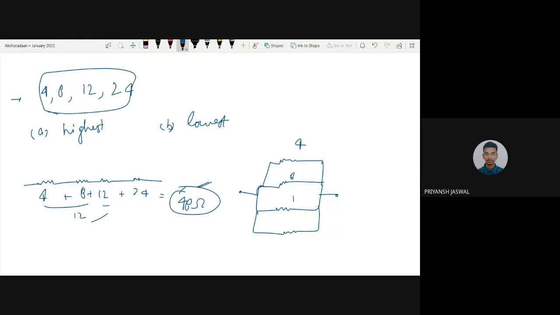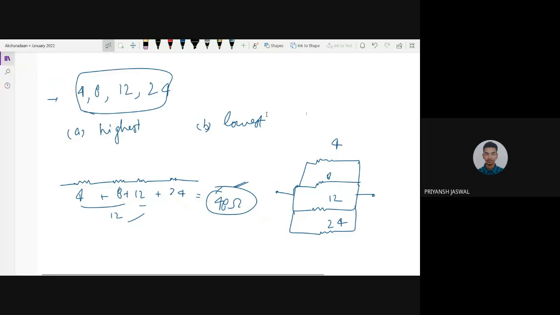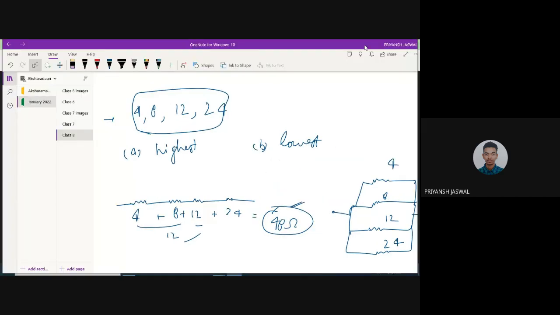4, 8, 12, 24. I think it's lagging again. Just 2-3 seconds, it will restart. Yeah, it's lagging.